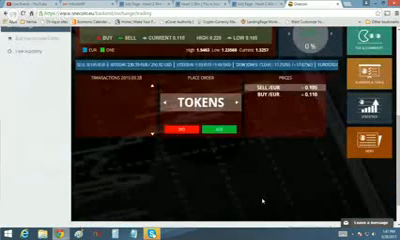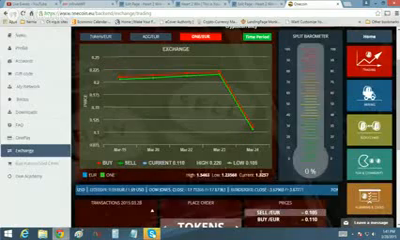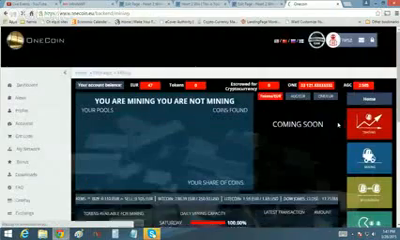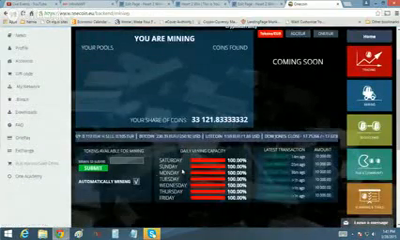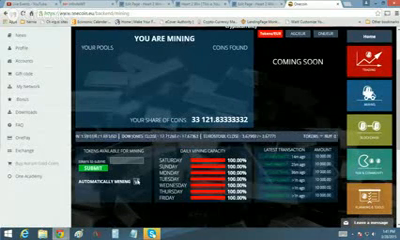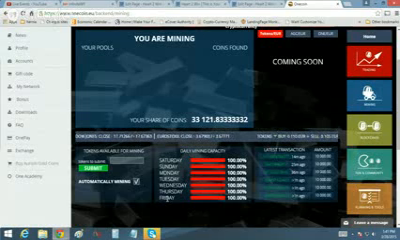Now, if you look at the rate, it'll show you. When you decide to mine, if you go to mining right here, you want to click it on automatic mining. When you click it at automatic mining, that will give you the opportunity to get the most amount of coins for the least amount of tokens.